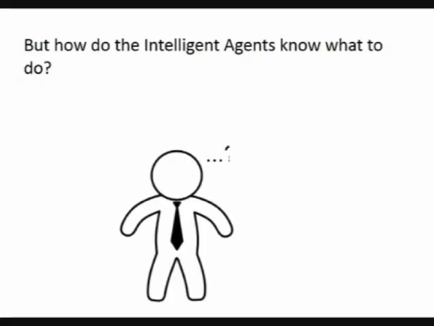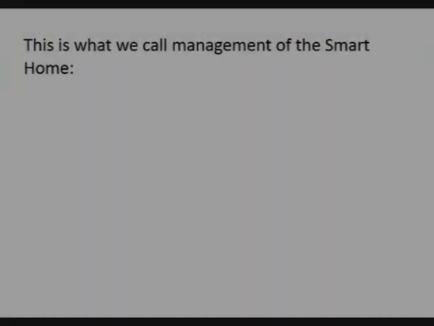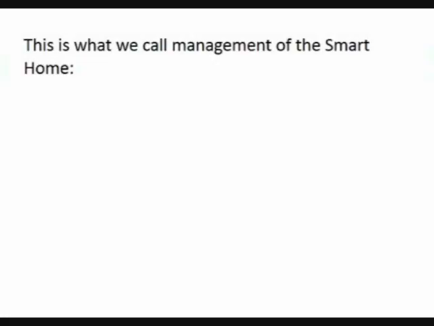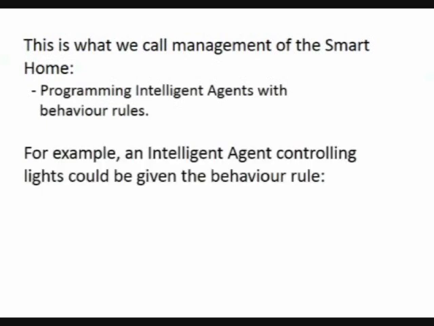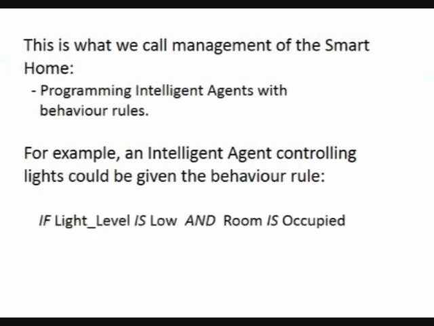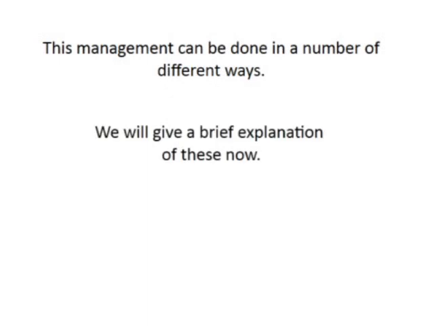But how does an intelligent agent know what to do? They have to be told how to behave. This is what we call management of the smart home, programming intelligent agents with behavior rules. For example, an intelligent agent controlling lights could be given the behavior rule: if light level is low and room is occupied, then turn on lights. This gives us automated lighting as we saw before. When the room becomes occupied, the lights come on. There are a number of different ways that this management can be done. We will briefly explain these to you now.